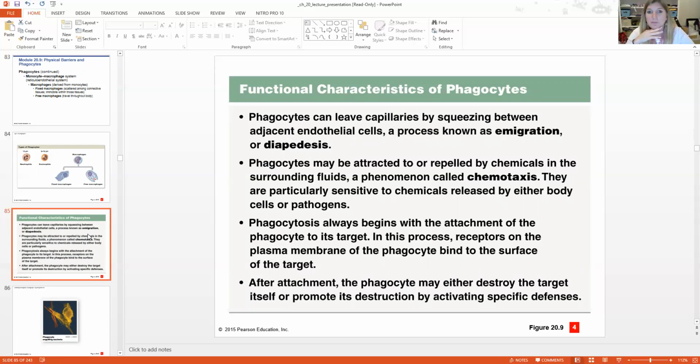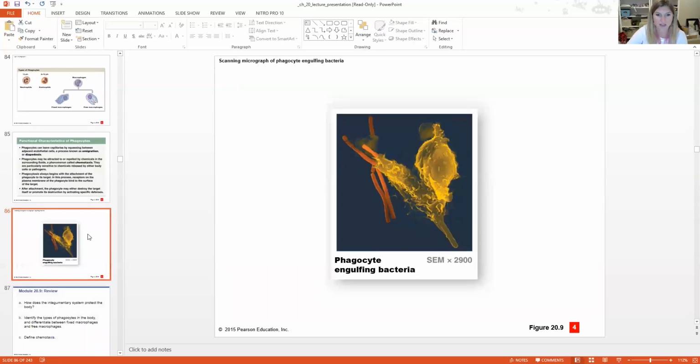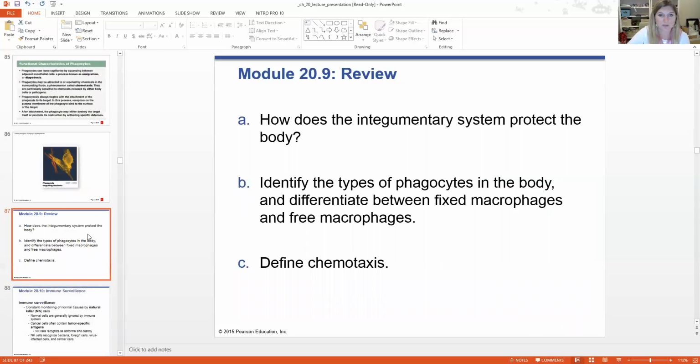Phagocytosis typically begins when the cell itself, the macrophage, attaches to the target, and then it will find certain receptors on that cell surface and begin to engulf it. And then it can activate specific defenses after it has been engulfed. There's a phagocyte engulfing bacteria. The bacteria in this image are the orange rod-like structures, and the phagocytes are the big yellow blobby things. You can pause the video here, go back and review this little section.